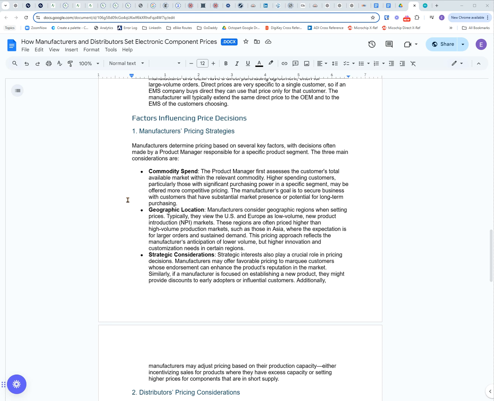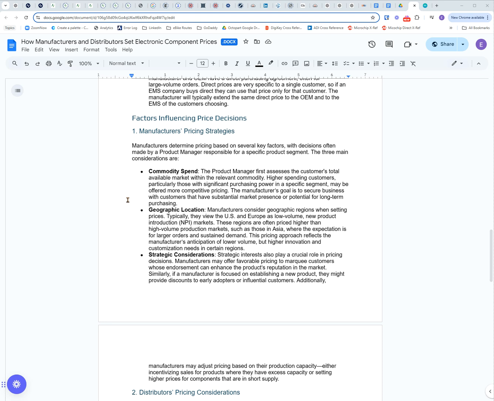It is just business, but it reflects the idea that in the local markets there's going to be lower volume, but there's higher innovation and customization needed. So you have some justifications, but that's the long and short of it: the U.S. and Europe tend to get priced higher than Asian markets.